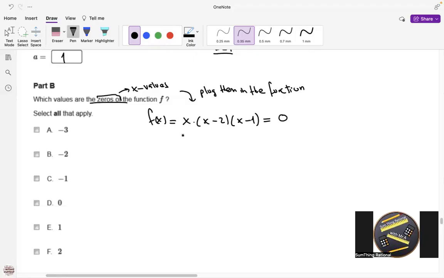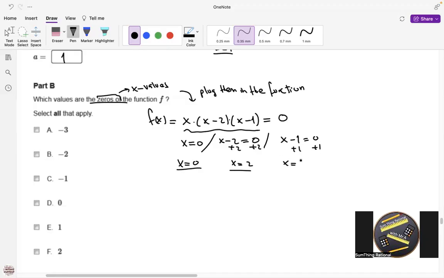You can guess, or you can say that if the multiplication of several things is 0, a single term will be 0 also. According to the zero product property, x is 0 or x minus 2 is 0 or x minus 1 is 0, okay? One of them must be 0, or two of them can be 0, or three of them can be 0, but at least one of them must be 0. So x is 0. If x minus 2 is 0, add 2 to both sides, so x is equal to 2. Add 1 to both sides, so x is equal to 1. So I have three zeros here.